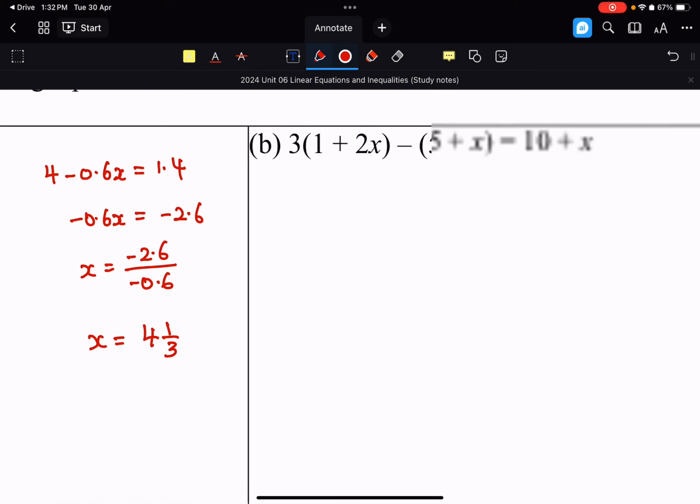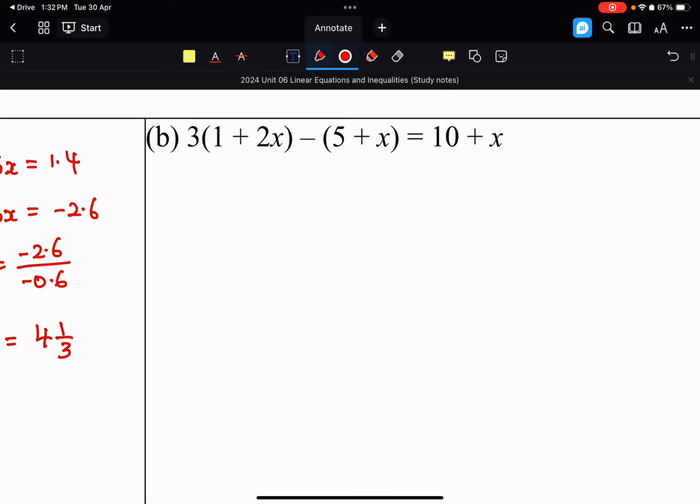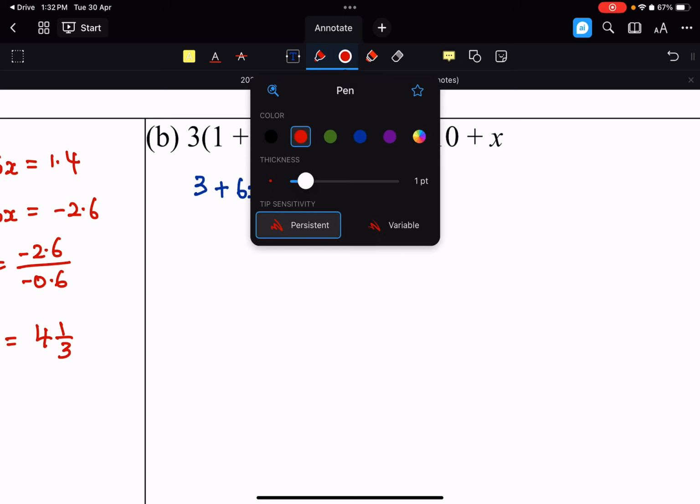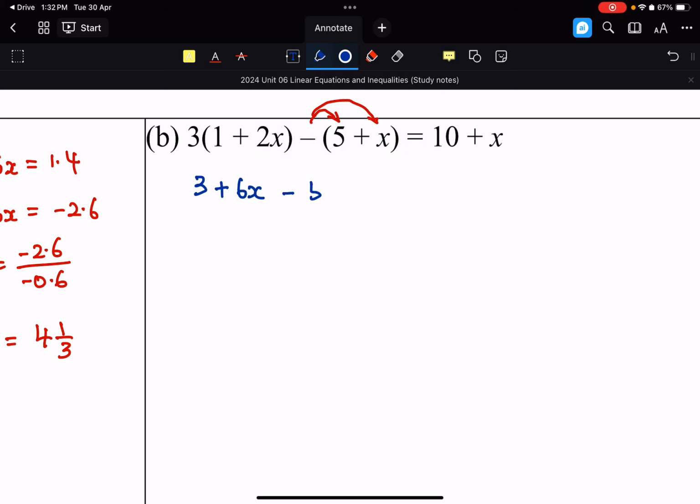Okay, let's look at part B. Part B, this time round, there's lots of parts to this equation. So in this case, it's recommended that we just expand accordingly, just to keep things neat and see where it goes from there, right? So we will expand this. This is 3 plus 6x. Please remember that the negative here gets distributed. Therefore, this is actually minus 5 minus x equals 10 plus x.